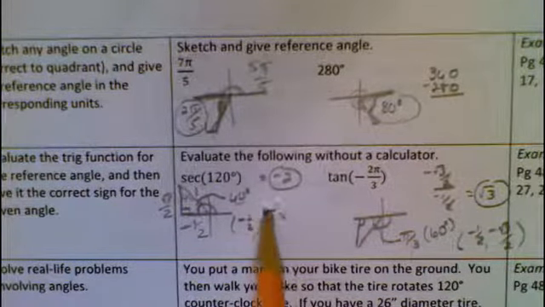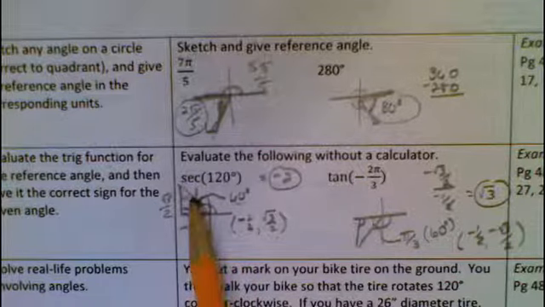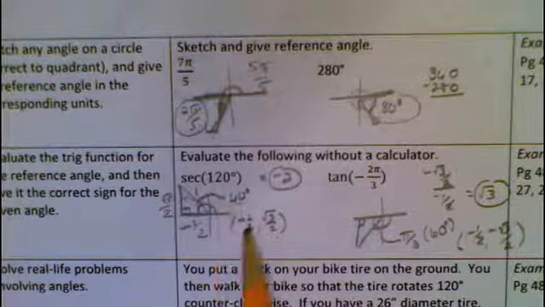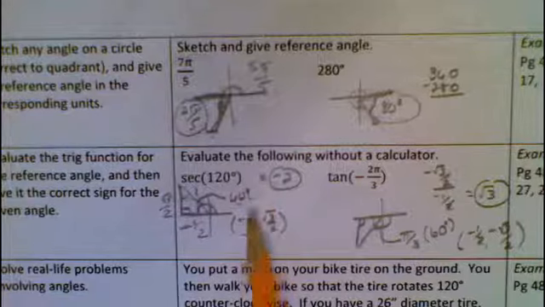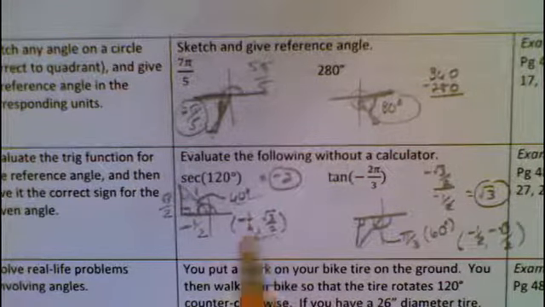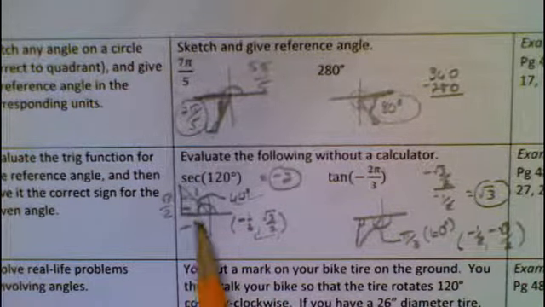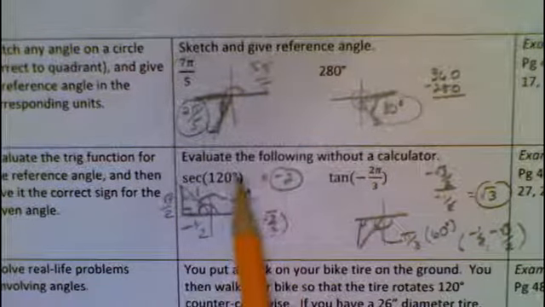So when I go to grade these, I will look, are you in the right quadrant? Do you have the right reference angle? Do you have the right ordered pair? You can either show me here or you can show me on the triangle. And then do you take the right trig function?